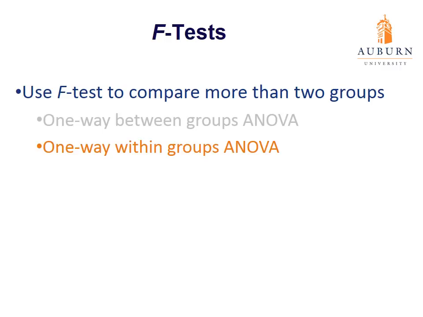Now we've already talked about that we use an F-test whenever we have more than two groups, and we demonstrated that with a between groups ANOVA already. Now we're going to talk about a within groups ANOVA. The basic difference between these two ANOVA designs is that the between groups ANOVA is what we call a between groups design, and the within groups ANOVA is what we call a within groups design. In other words, the within groups ANOVA will be very similar to a paired sample t-test in that our observations are being measured more than once.